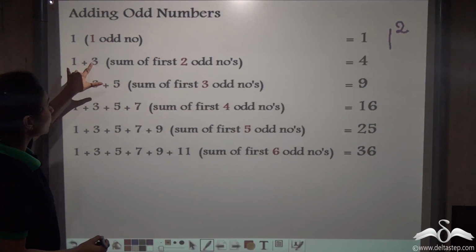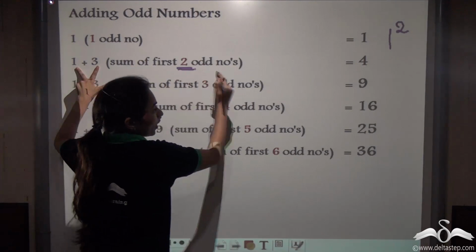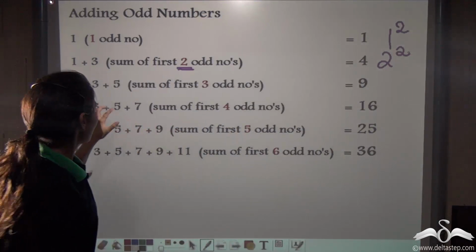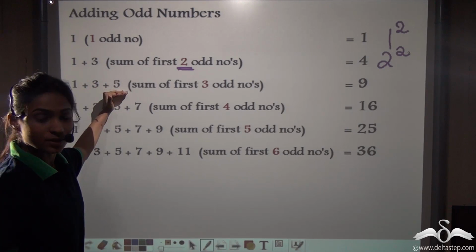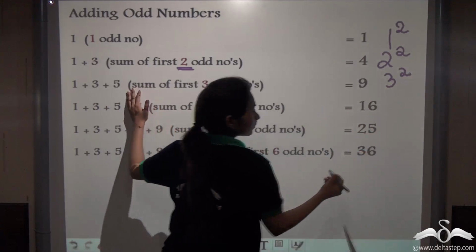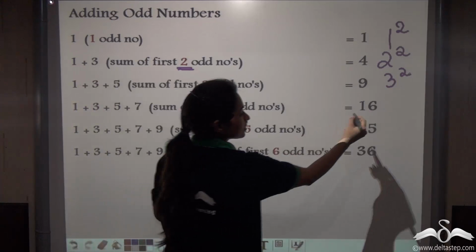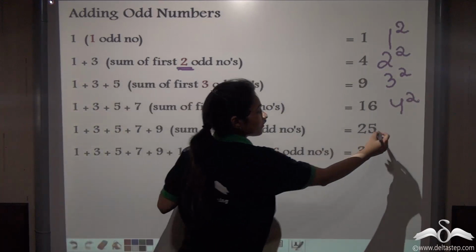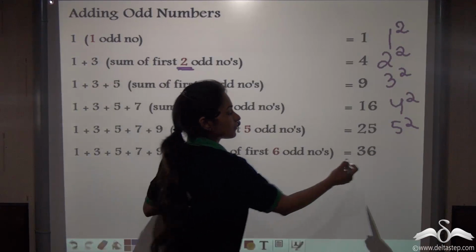Similarly, we had added 2 odd numbers and it gave us the square of 2, that is 4. Again, when we had added 3 consecutive odd numbers, we get the square of 3. Similarly, adding 4 odd numbers gives us the square of 4. Adding 5 consecutive odd numbers gives us 5 square. Adding 6 consecutive odd numbers gives us 6 square.